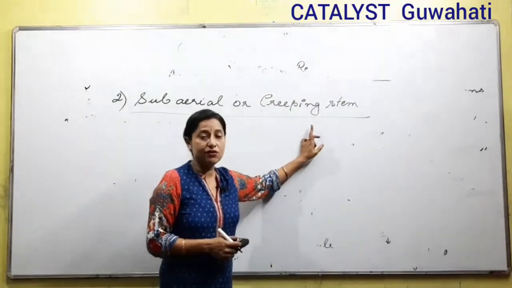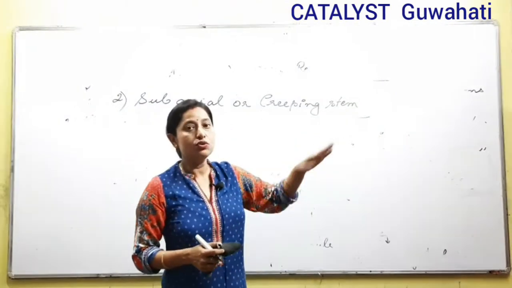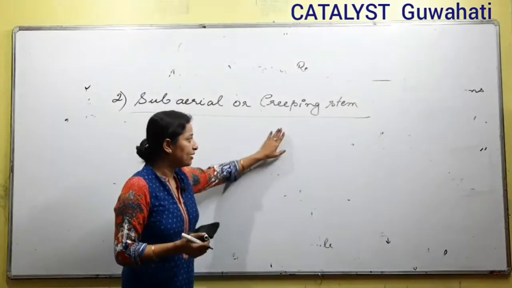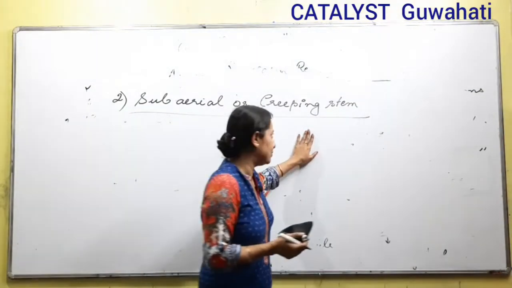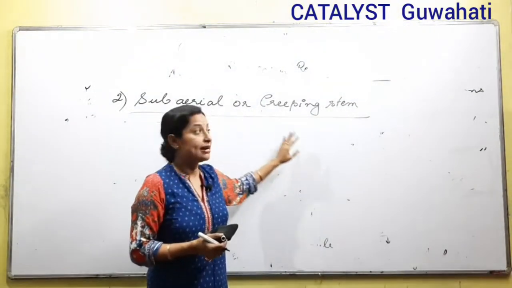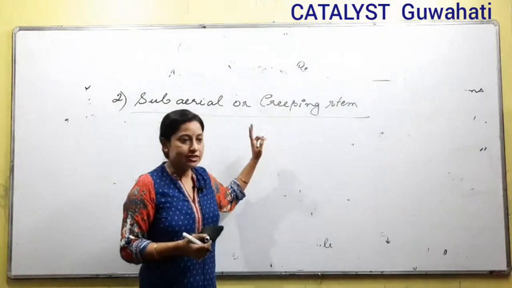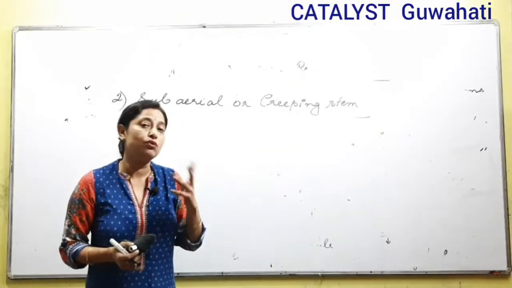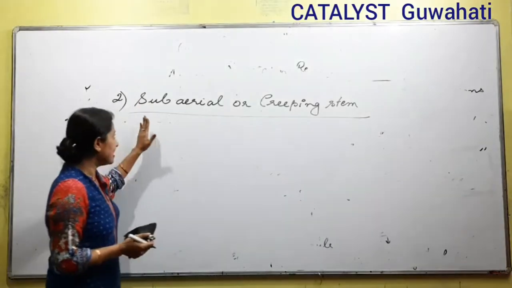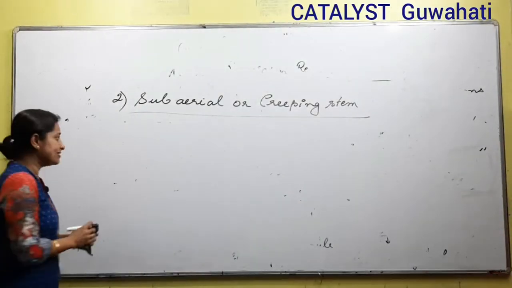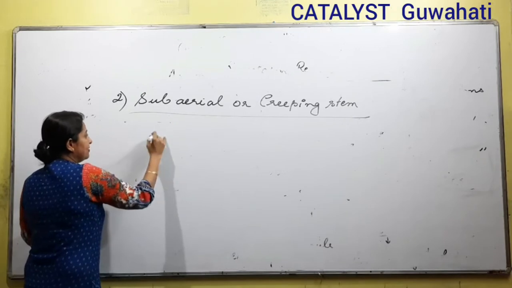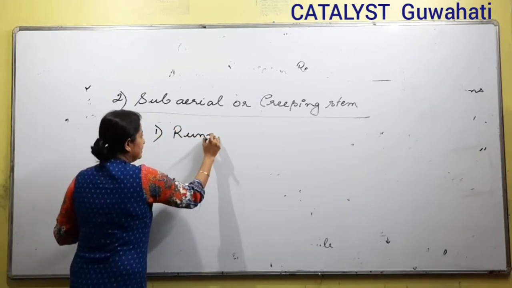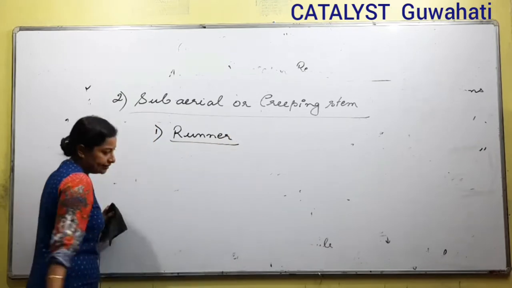Again, we have a term called as creeping. Creeping means what? Those who creep along the ground is called as creeping. Almost like a climber. But botanically, creepers and climbers, they will have two different meanings. Let's not go to that point now. We'll be discussing some subaerial or creeping stems. Types of subaerial stems, number one could be a term called as runner.